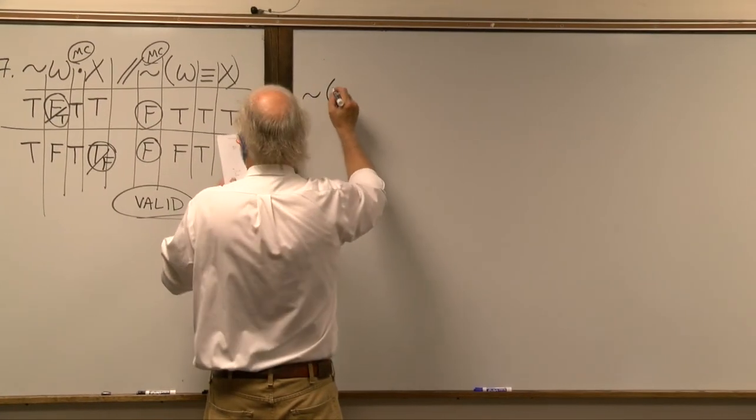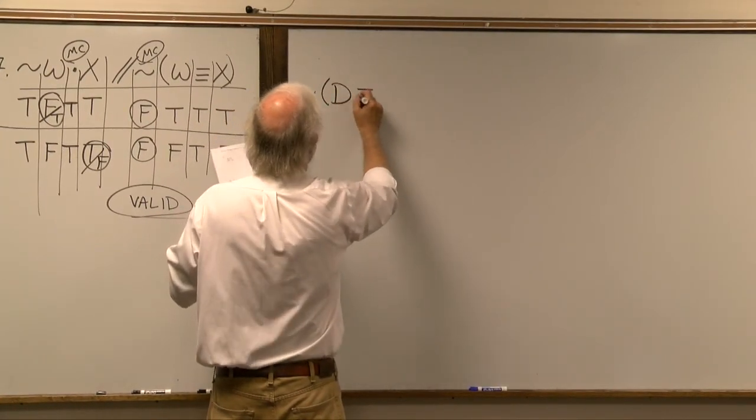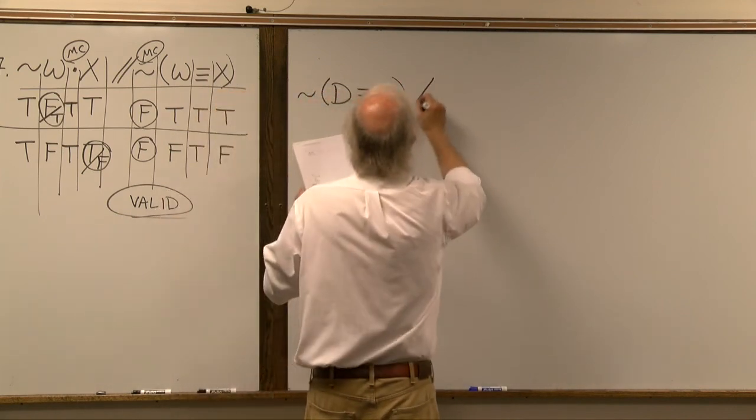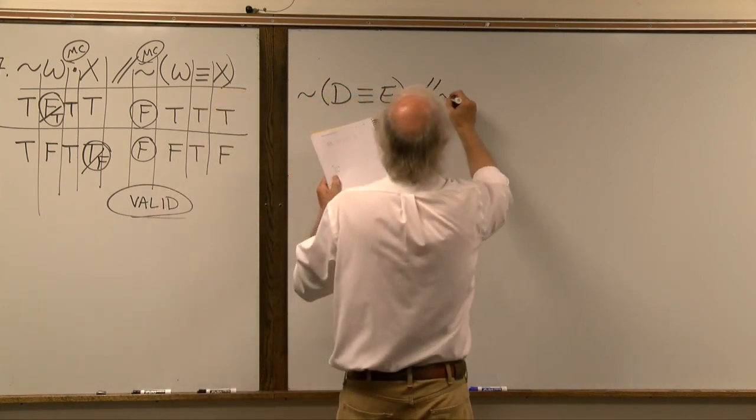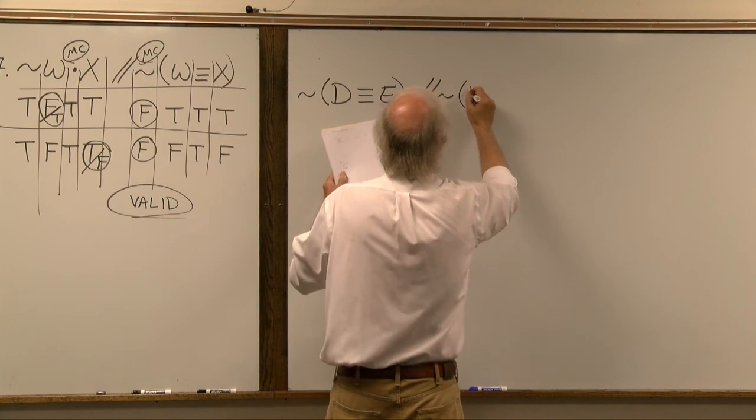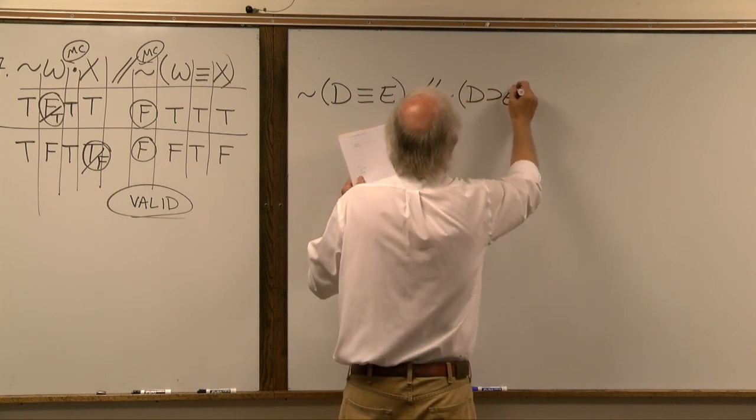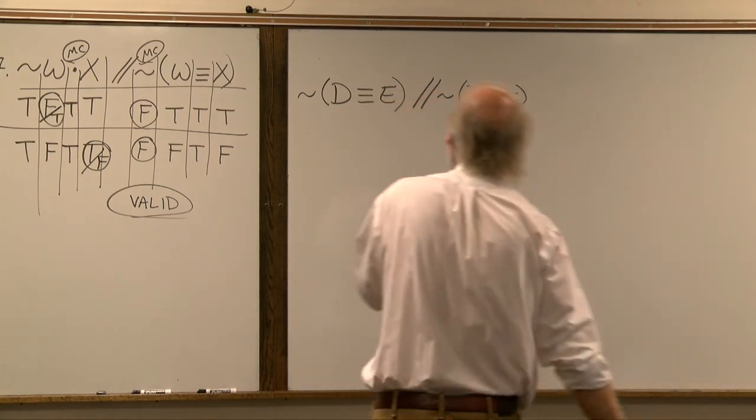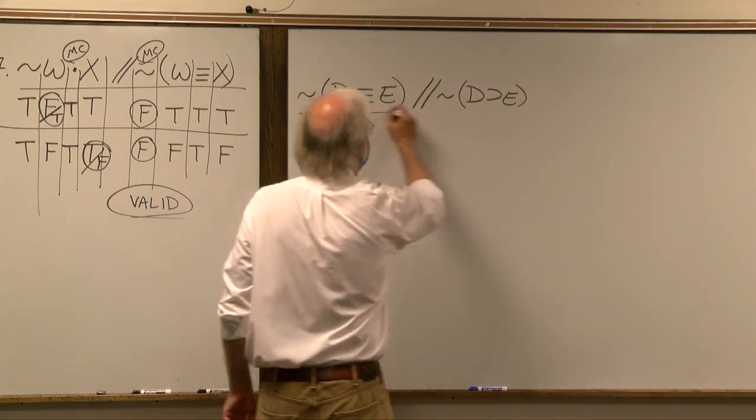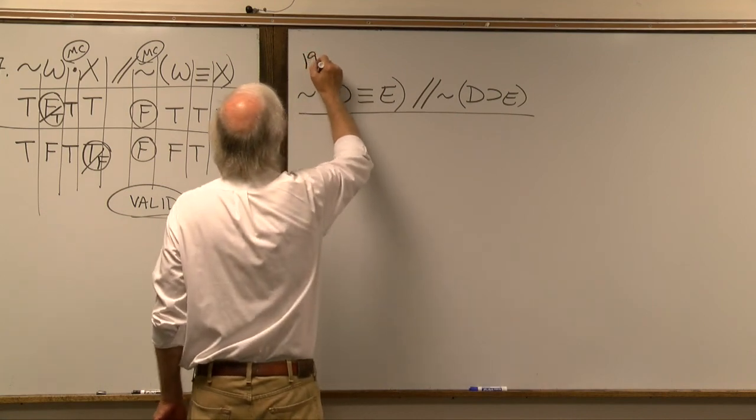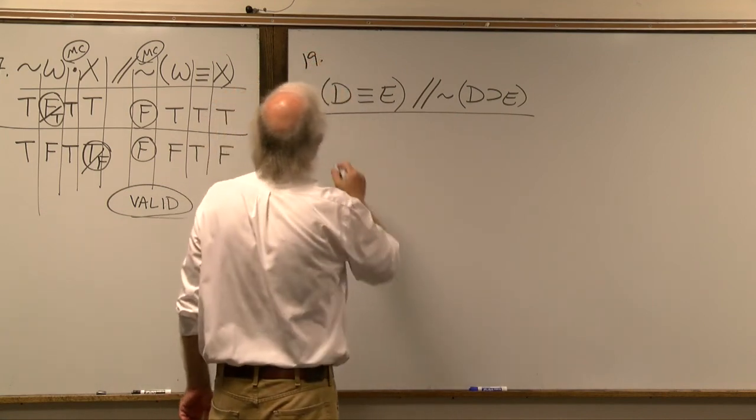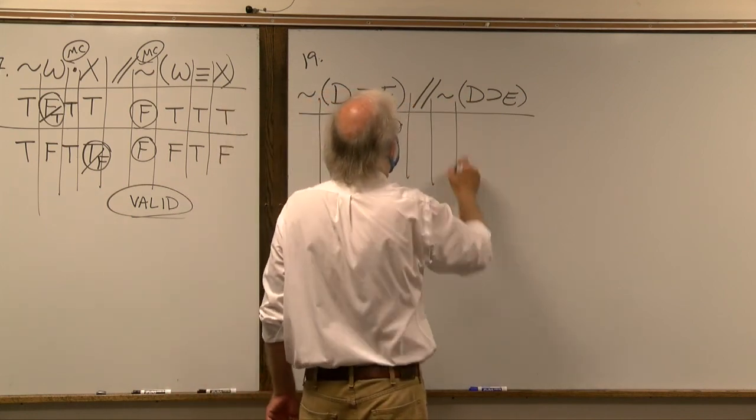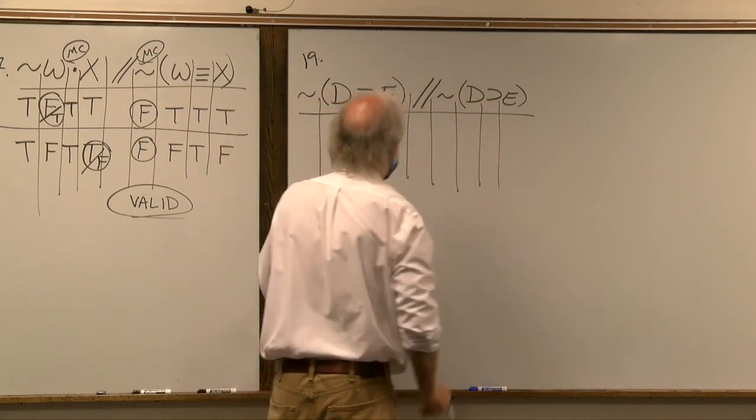One premise: it's not the case that D is a necessary and sufficient condition for E. Therefore, the conclusion is it's not the case that D implies E. What the heck is going on here? What we want to do, and this is number 19, I should have put that up, is to create a truth table like before.